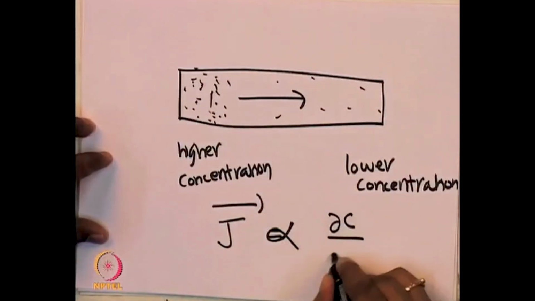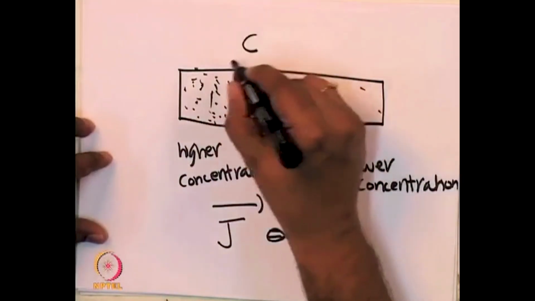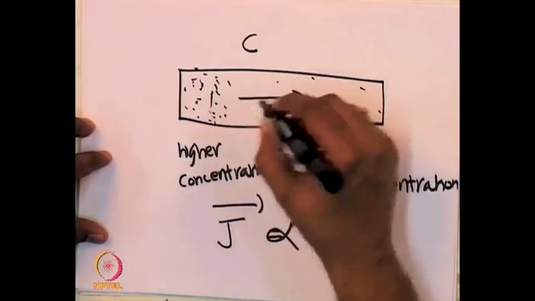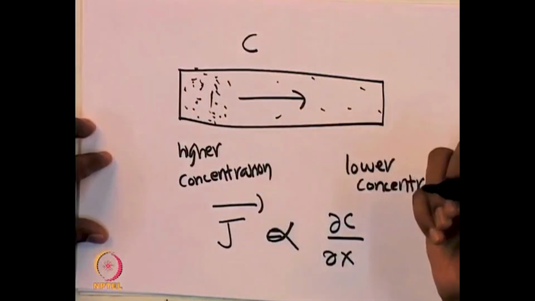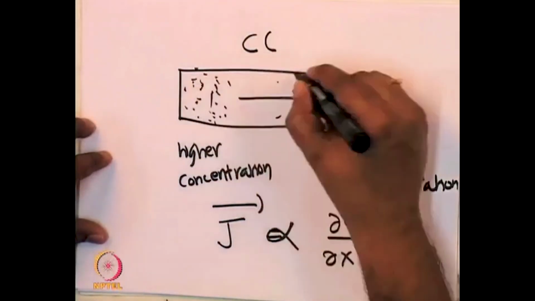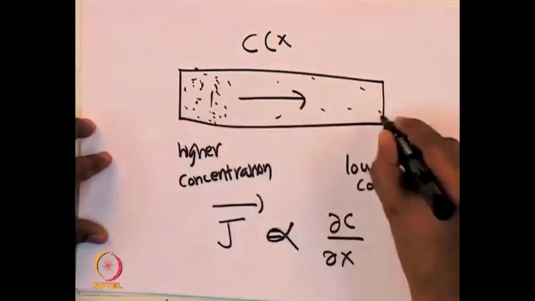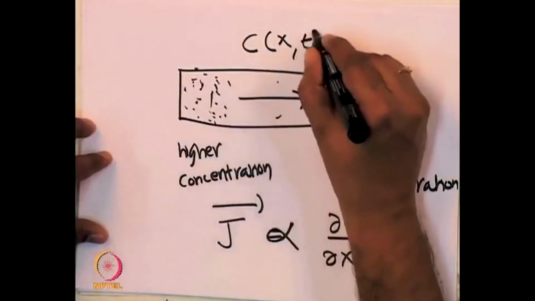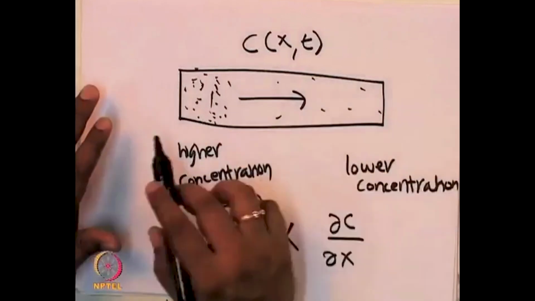So, del C by del X: if there is a change in concentration, where C is the concentration of this protein or this ink molecule. You could imagine it could be a protein, an ink molecule, or anything that you take. This concentration varies in space, that is, as we go along the x-axis, the concentration is a function of x, and it could also be a function of time, because if you just wait, the concentration could change.